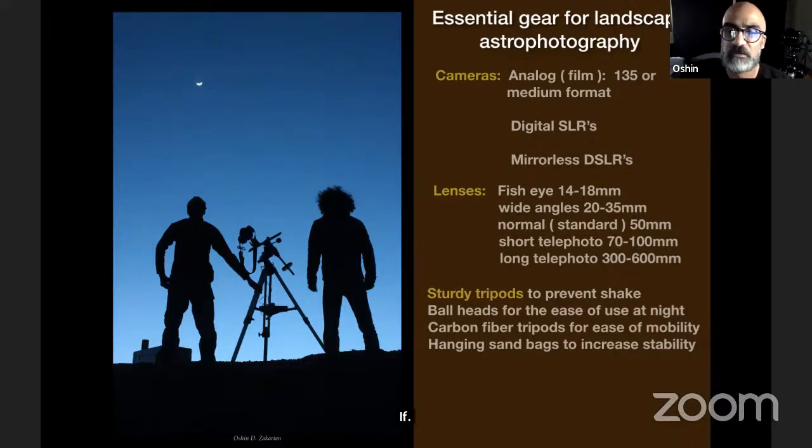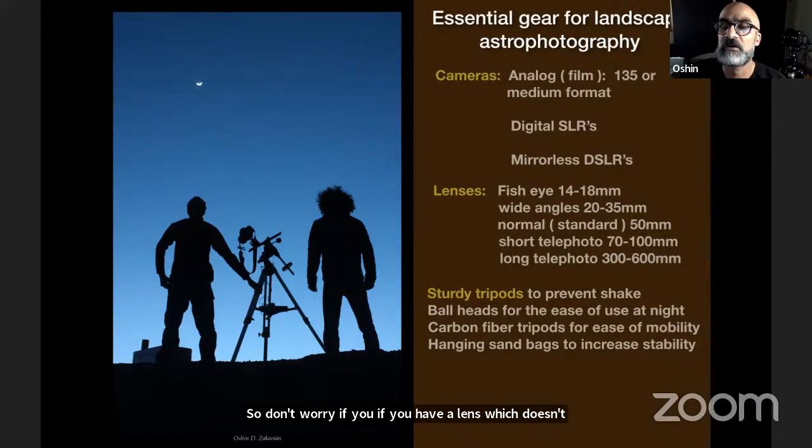So the slow lenses can also be used for certain types of photography. Don't worry if you have a lens which doesn't have the fast f-stop option. You shouldn't be worried about that, because you can still use your other lenses to capture decent pictures of landscapes at night. But the best lens that most photographers use for Milky Way shots is the fast lens.